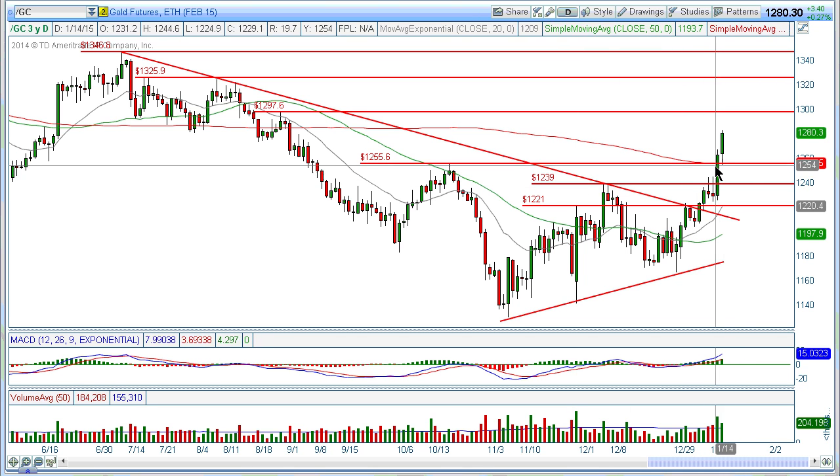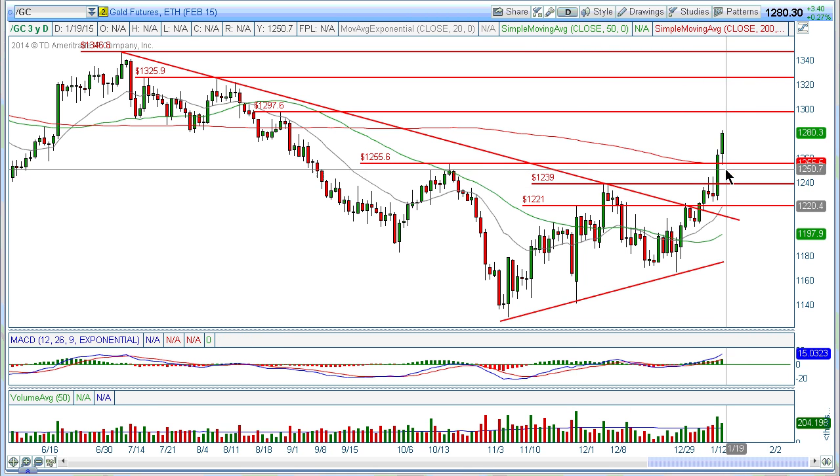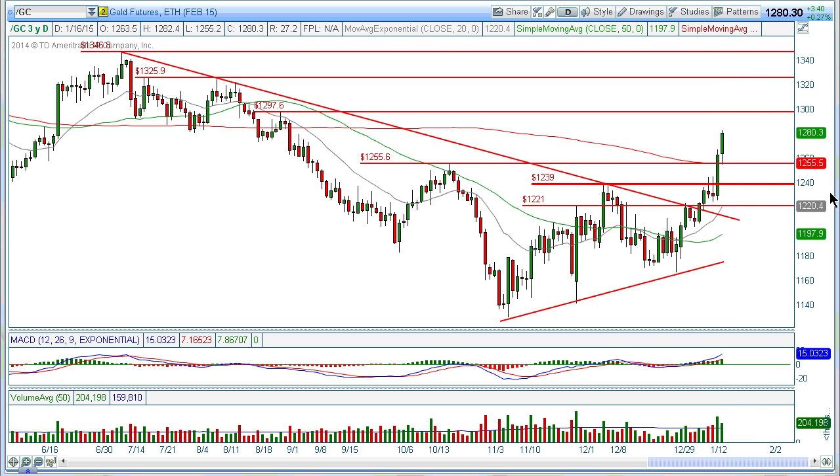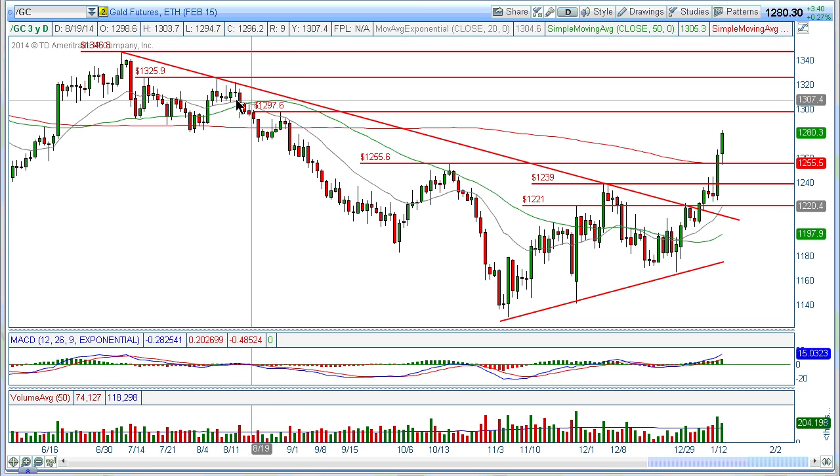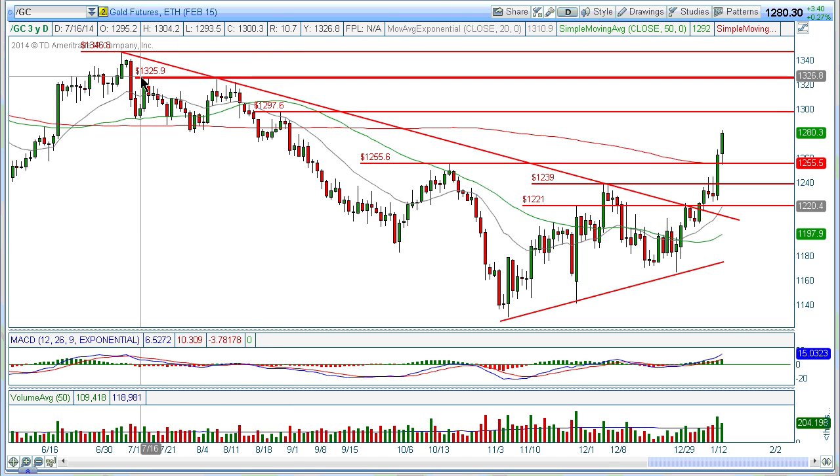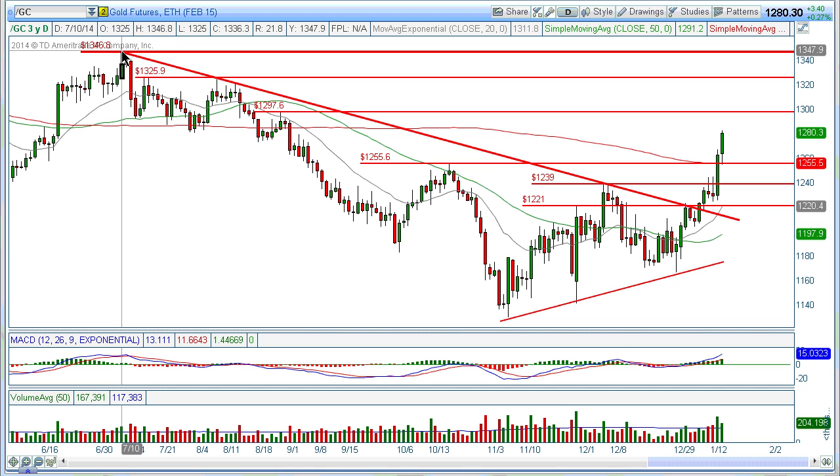Somewhere between 1239 and 1255.60. And if we retest this area here, that might be a good opportunity to look for a re-entry, or if you missed this move, maybe look for a setup to go on a swing long, because as we can see, there's potential upside up here to this 1297, 1298 level, and also 1325, 1326, and the high here somewhere around the 1348.